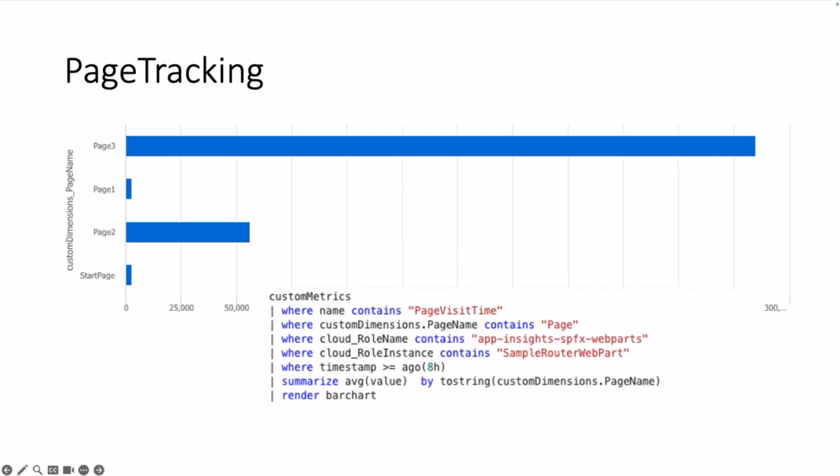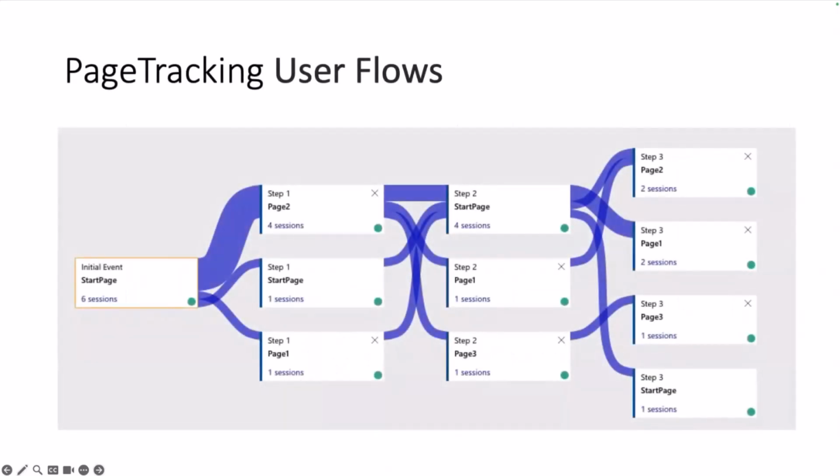The next thing that is also possible in Application Insights is a user flow. So I see I have 6 sessions on the start page. Then the majority of the users, 4 sessions, go to page 2, and only 1 goes back to the start page. Why? I don't know. And page 1 is also only used once. So you see the complete flow of the users.